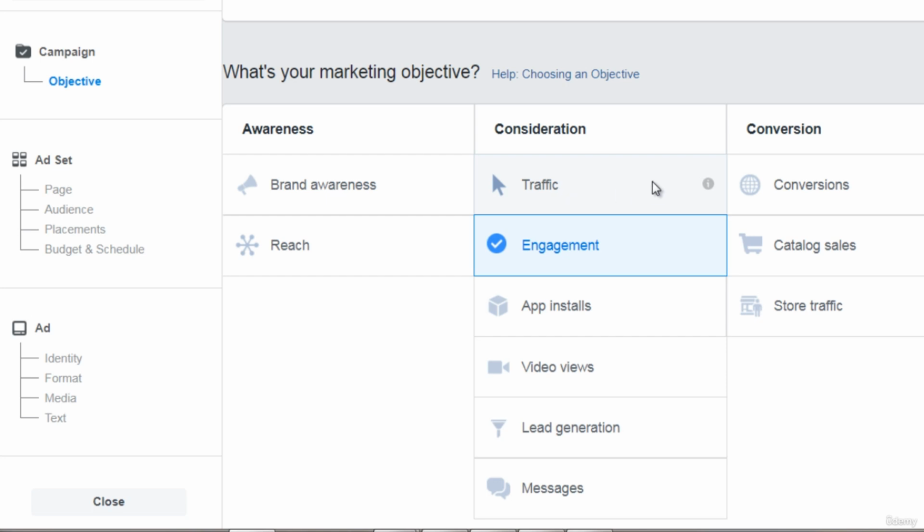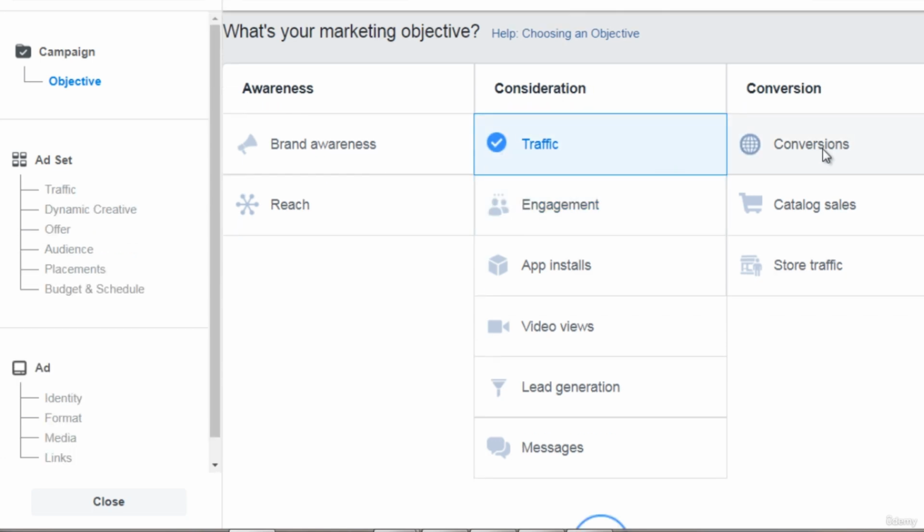If you click on traffic, you're going to see that you can target conversions. Now, conversions can be anything from a purchase where somebody pays money versus something like a lead where somebody fills in their email and their name and they give you something so that you give them a lead magnet or a freebie in exchange. So that can be conversions.